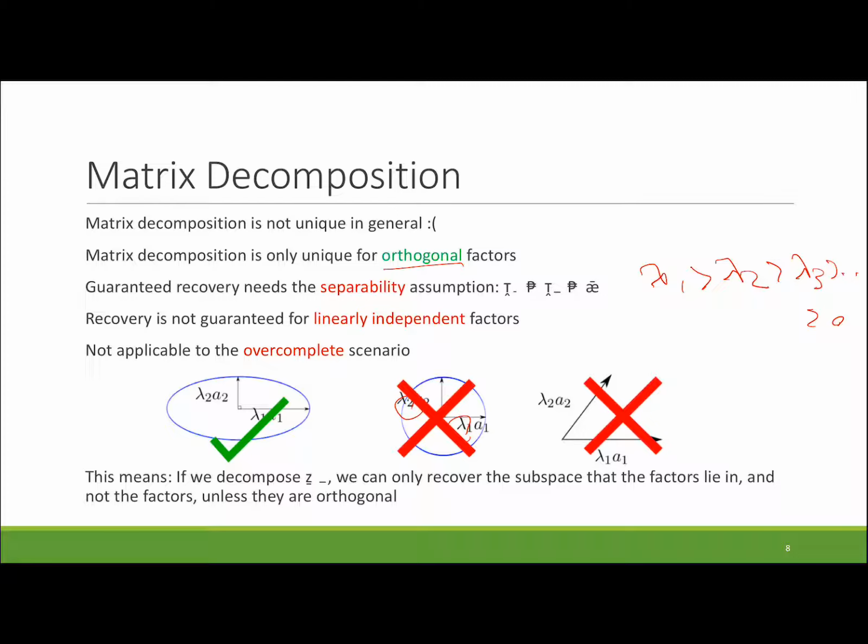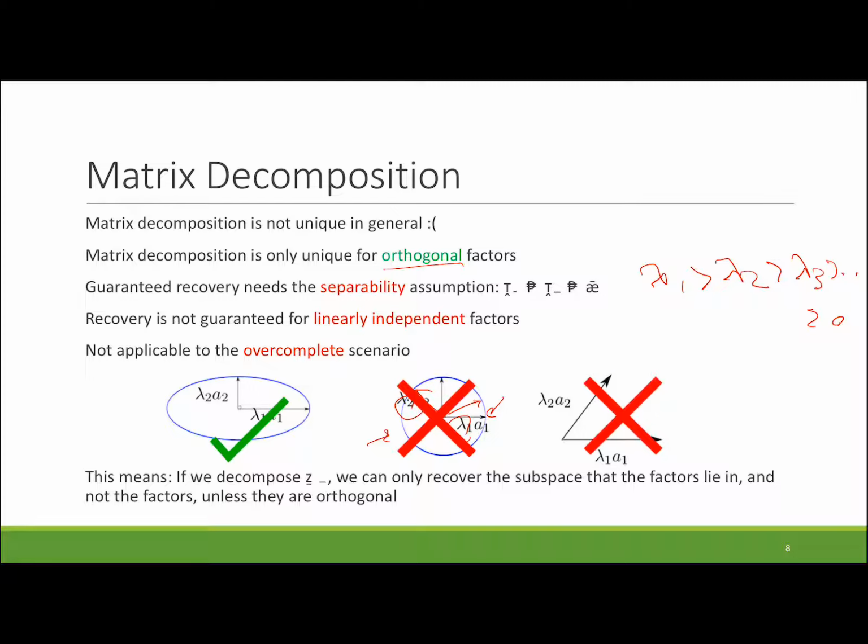Why is that? Because consider this one, right? If you do a rotation, then you are going to recover the same matrix. So basically, there's no guarantee that you will find these. You can find any rotation of them, and it still gives you the same matrix, right? Ask questions. Yeah, if anything is not clear, just ask.